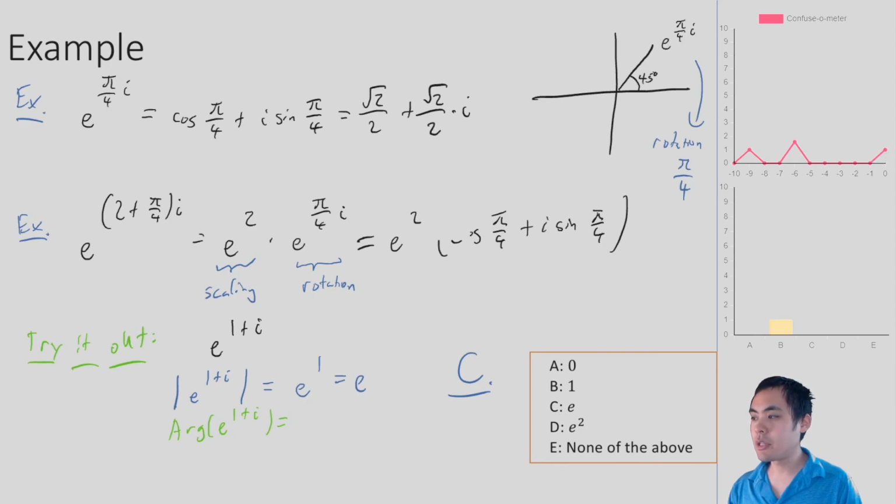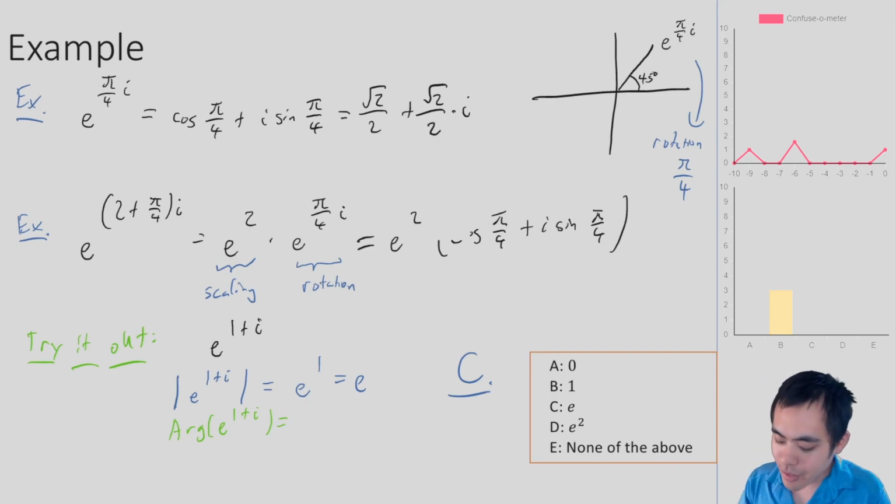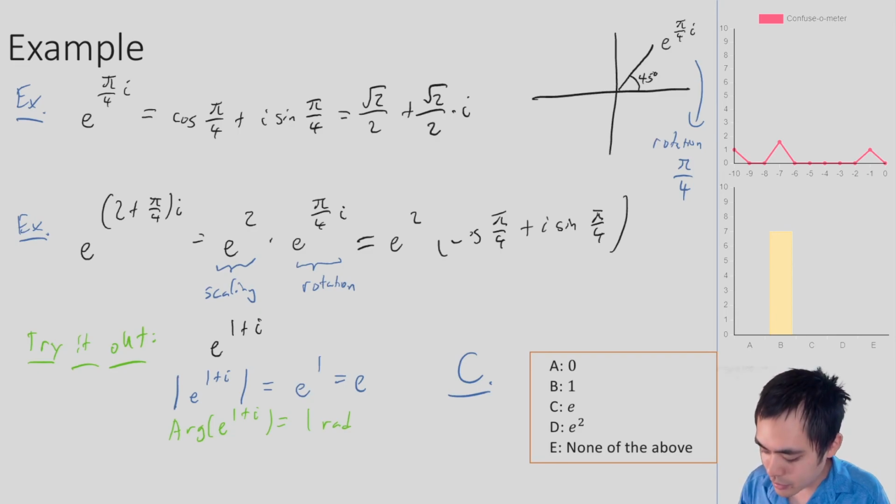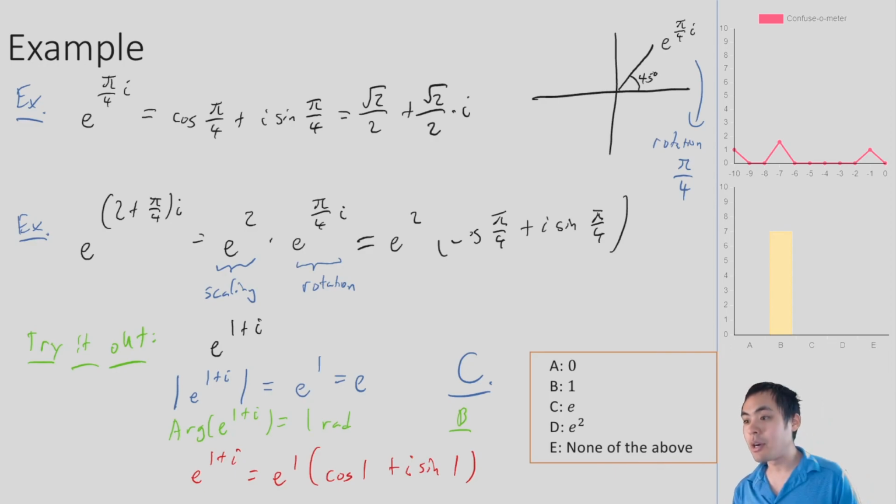Okay, looks like we were getting a couple B's in chat. And yes, that is correct, because this is going to be 1 radian. So the answer here is indeed B. And the reason for this is because we can write out this entire thing. e to the 1 plus i is equal to e to the 1 times cosine 1 plus i sine 1. And so the rotation's by 1, whereas the scaling is by e to the 1.